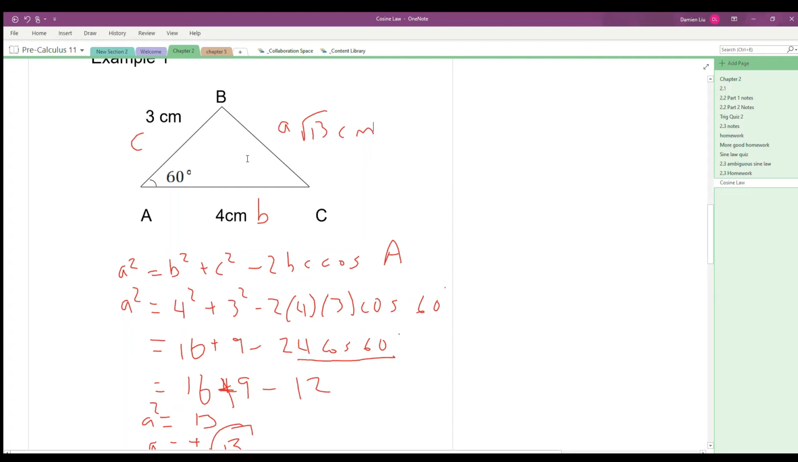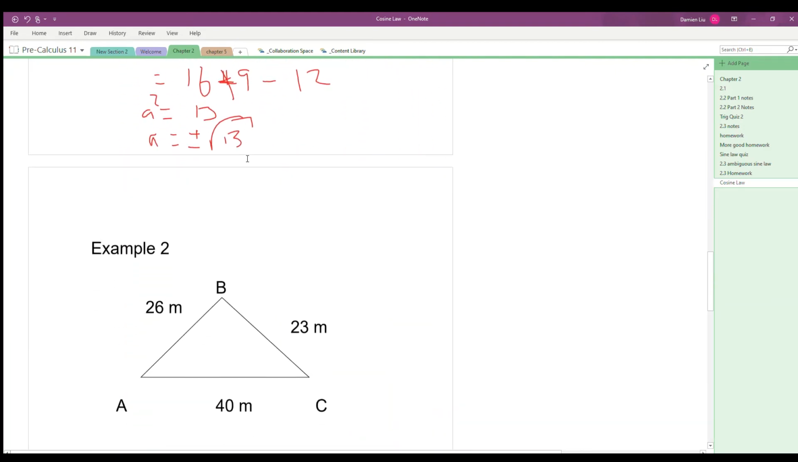All right, so if it's okay with you, I'm not going to continue on with solving all the pieces here, but if you were asked to do so, just know that you'd be better off switching over to sine law at this point.